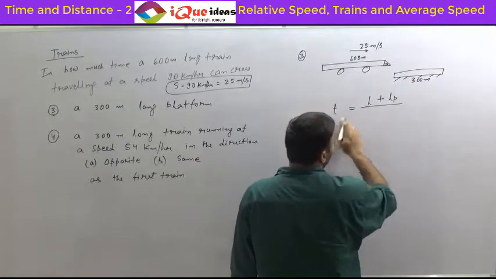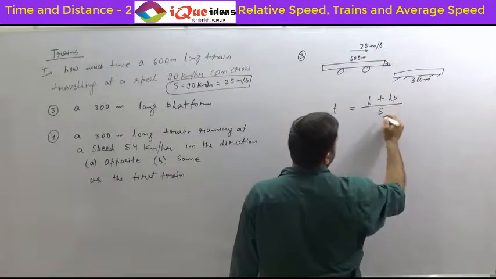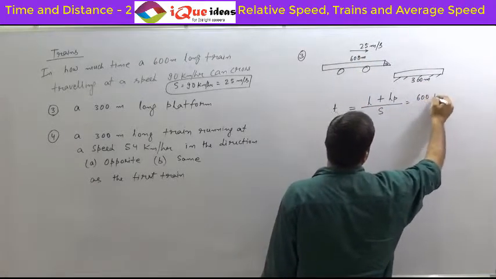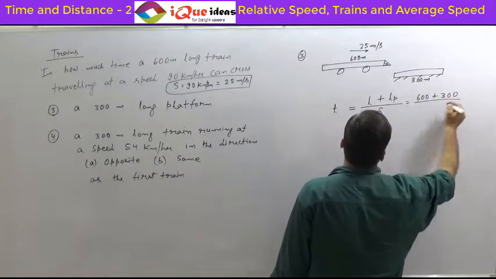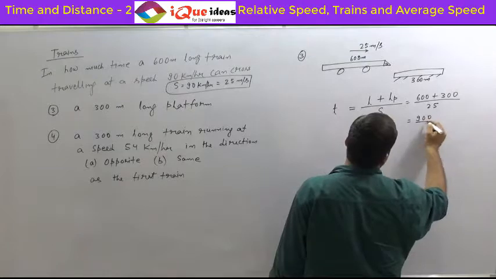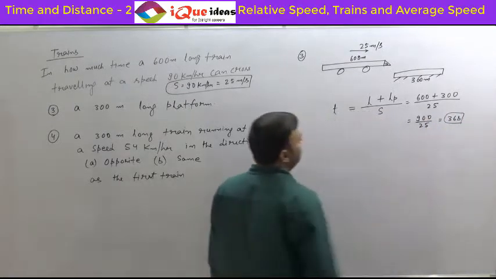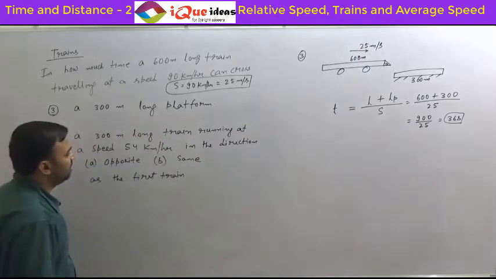Divided by speed. The platform is not doing anything. Everything is done by the train. So speed of the train. So it is 600 plus 300 divided by 25, which is equal to 900 by 25, which is 36 seconds. Be careful about the units. We have already taken care of the units initially.